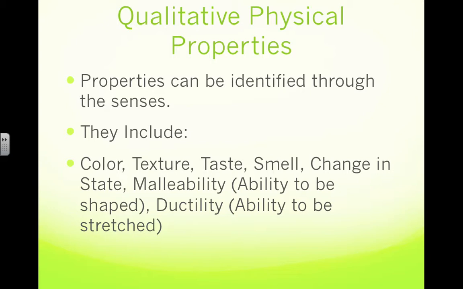Qualitative physical properties. These are properties that we can identify through our senses. Some of these properties include color, texture, taste, smell, change in state, malleability, which is its ability to be shaped, and ductility, its ability to be stretched. Later in this segment, we're going to look at aluminum and discuss some of these physical properties, but these are qualitative properties on the screen right now.